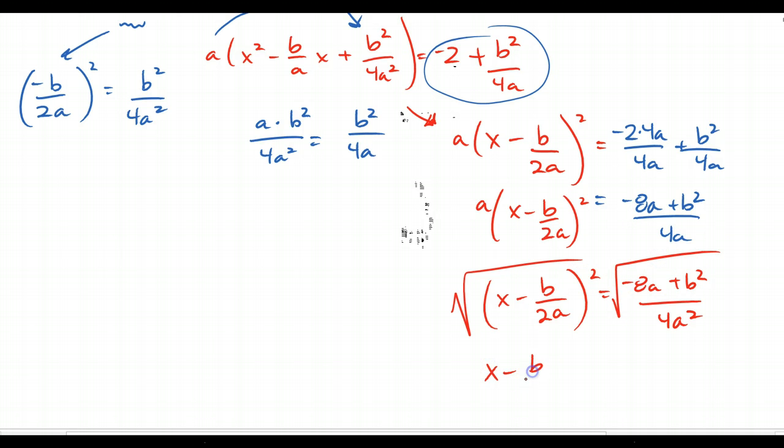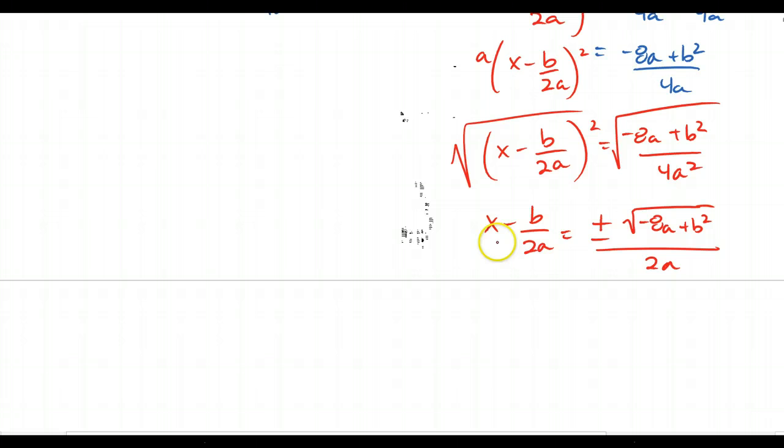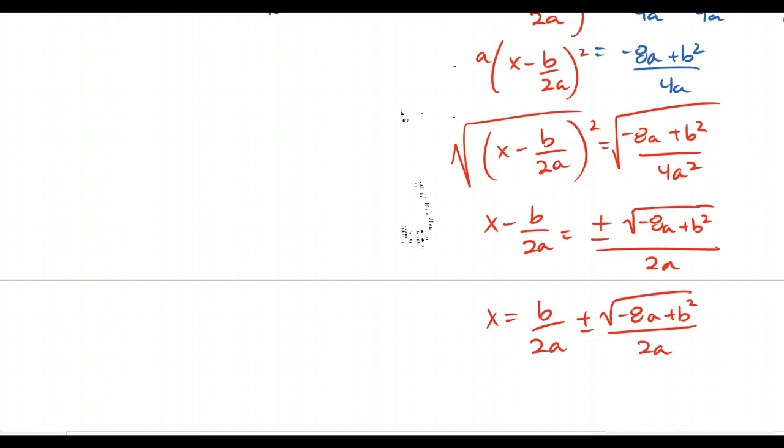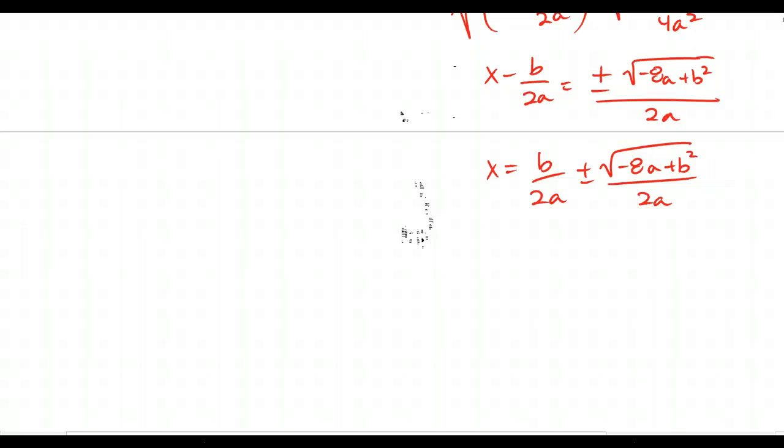And I have x minus b over 2a equaling, on the right-hand side, again, positive or negative. Now the numerator here is really messy to try to take the square root of, so I'm going to keep it underneath that square root. However, the denominator, the square root of 4a squared, is just 2a. So now the only thing left to do is add the b over 2a. Add that to either side, and we now have something that's pretty similar to what we got when we used the quadratic formula.